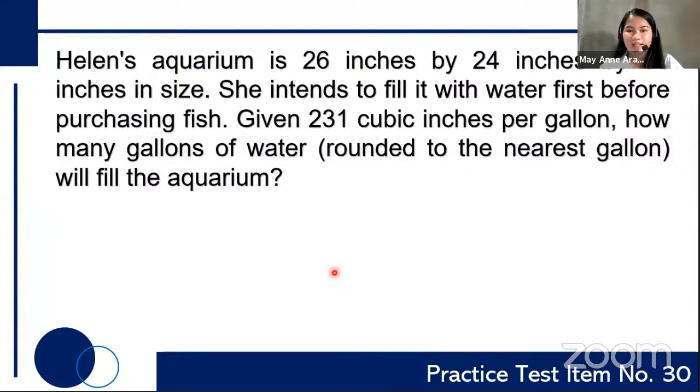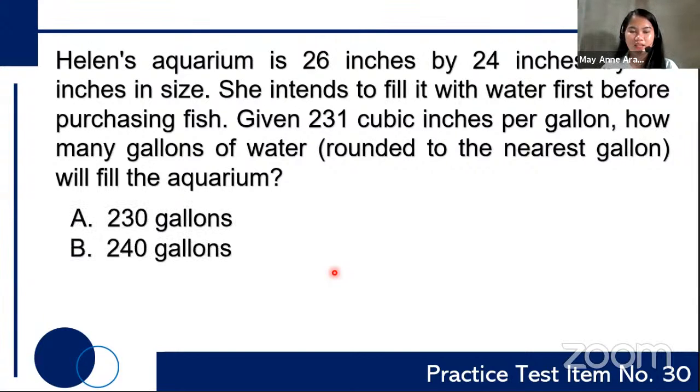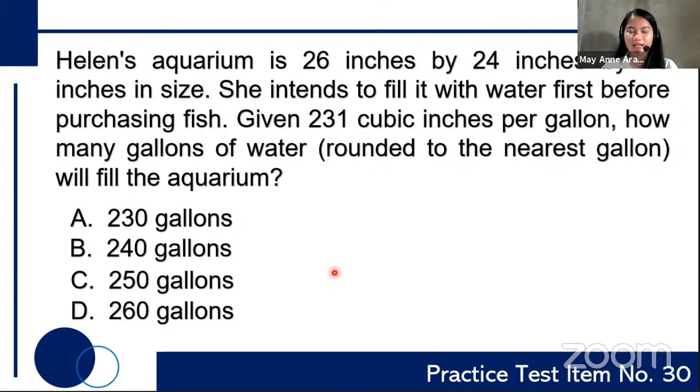Okay, last question. Helen's aquarium is 26 inches by 24 inches by 96 inches in size. She intends to fill it with water first before purchasing fish. Given 231 cubic inches per gallon, how many gallons of water, rounded to the nearest gallon, will fill the aquarium? A, 230 gallons, B, 240 gallons, C, 250 gallons, and D, 260 gallons.